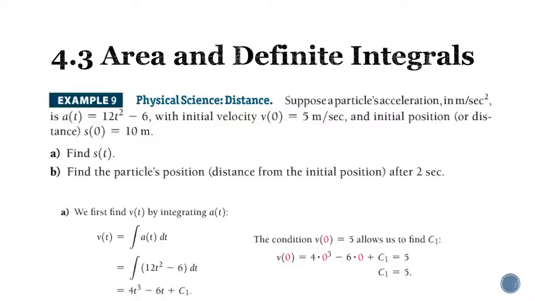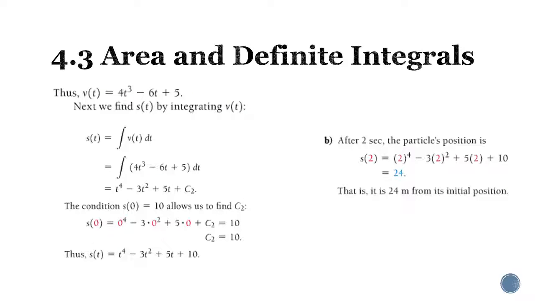So we integrate a of t, and we get the velocity. It's 4t to the third minus 6t plus c1, which they're calling our constant. But then we're going to solve for it, and we get 5. So we have 4t to the third minus 6t plus 5. We're going to integrate that, and we're going to get t to the fourth minus 3t squared plus 5t plus our second constant, which we will solve for using the initial condition that when t is 0, position is 10, and we get 10. And then after 2 seconds, we're just going to put in 2 for the time into that equation and get 24.